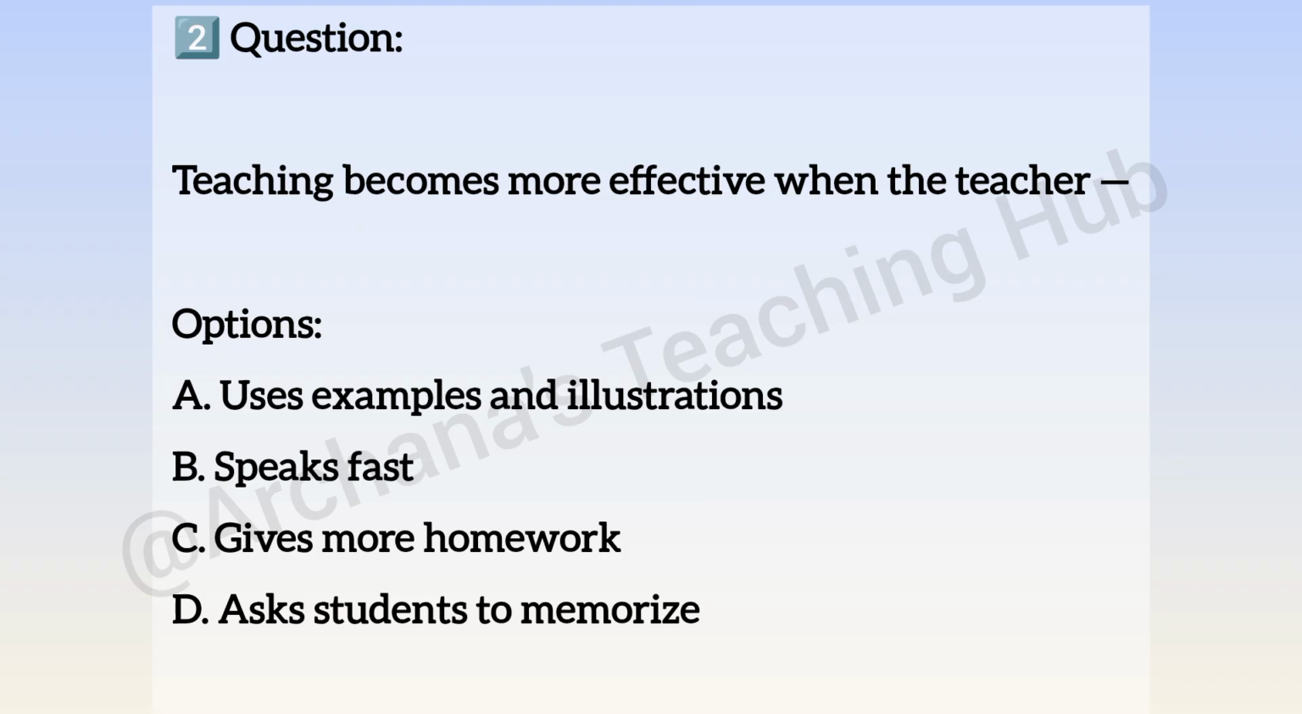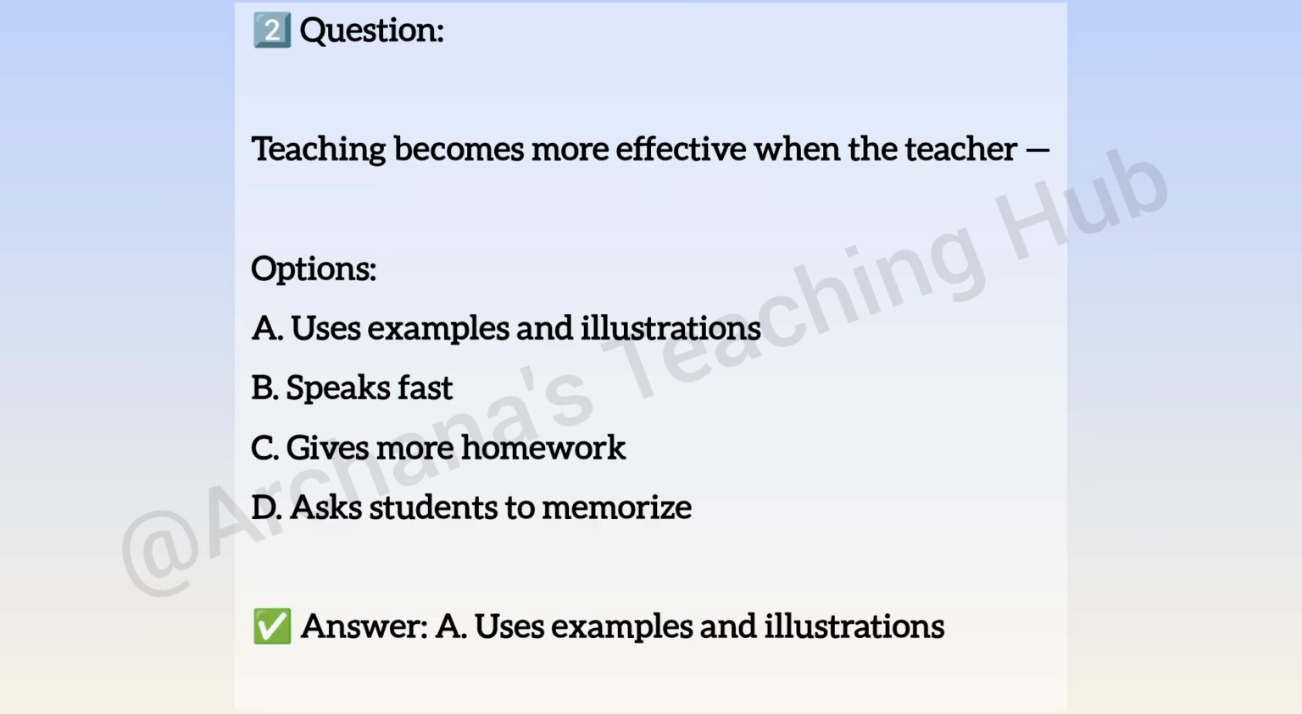Question number 2, teaching becomes more effective when the teacher, options: A, use examples and instructions; B, speaks fast; C, gives more homework; D, asks students to memorize. Answer A, use examples and instructions. When a teacher explains with real life examples, students relate easily. Instructions make tough concepts simple and memorable.